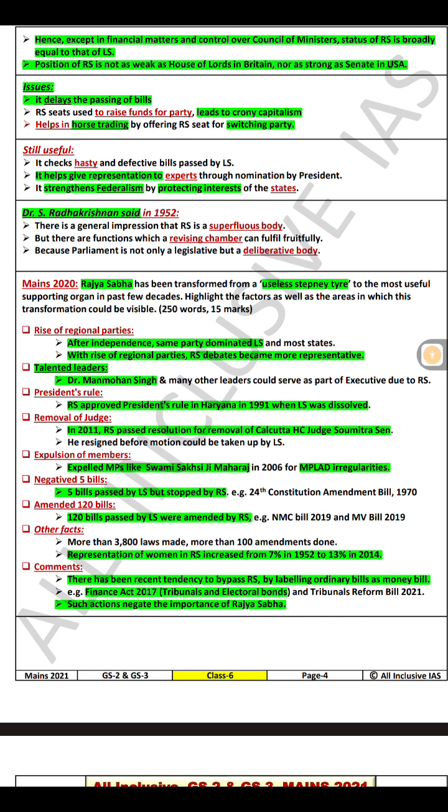Other facts: more than 3,800 laws made, more than 100 amendments done. Representation of women in Rajya Sabha increased from 7% in 1952 to 13% in 2014.